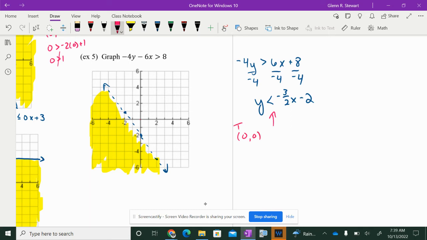So I'm going to test. I'm going to plug it back into my original equation. Negative 4 times 0 minus 6 times 0 is greater than 8. 0 is greater than 8. That's not true, so I'd shade on the opposite side of that test point.